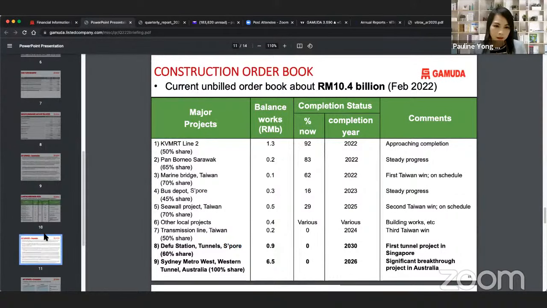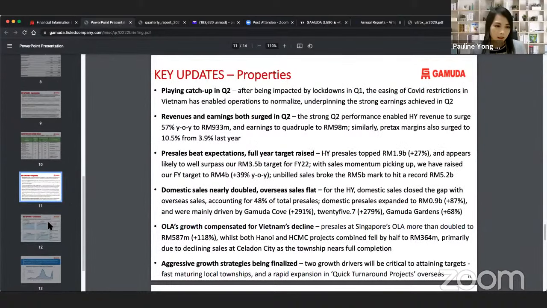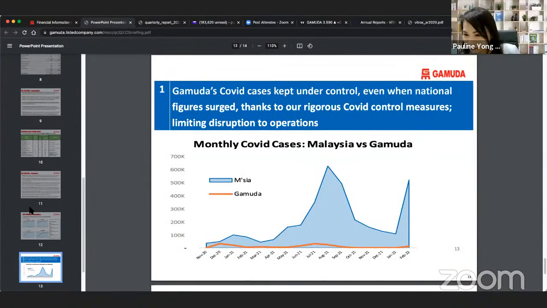Then the updates on the properties. And I think the most important is their construction, because that is the bulk of the revenue. The properties and the concession are small revenue compared, but still good revenue lah. So as you go on, you will see the monthly updates and all this. So it's very good, the presentation.